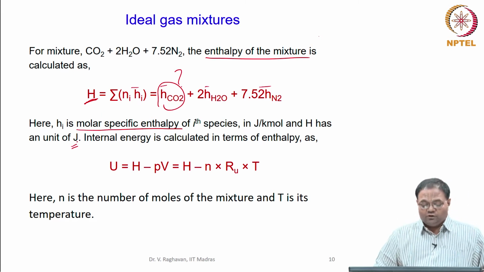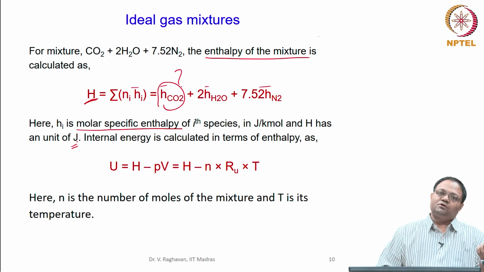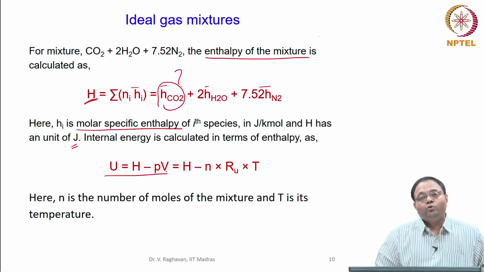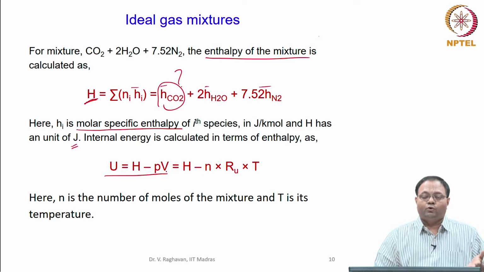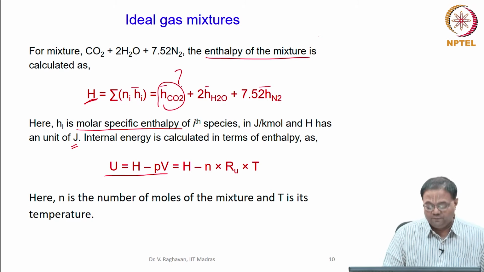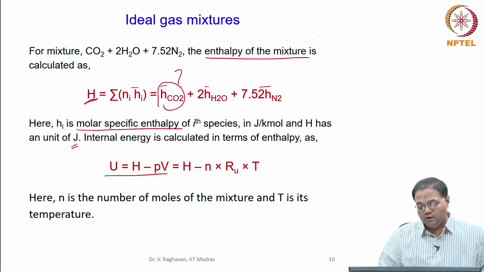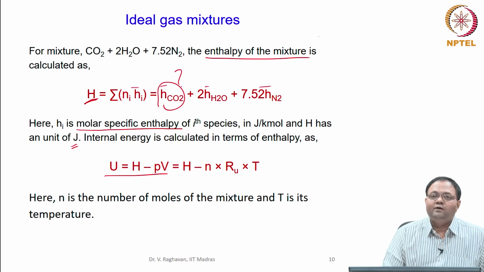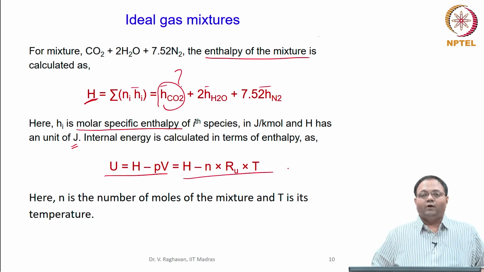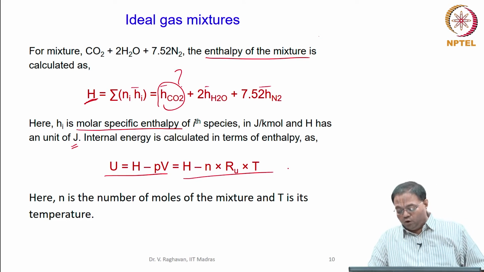Once you know H, normally we calculate H, then you calculate the value of U using the definition of H, H equal to U plus PV. So, you calculate U as H minus PV. That is what we try to do here. Now, for PV, use the equation of state. Okay. So, this is the way you calculate all the properties.